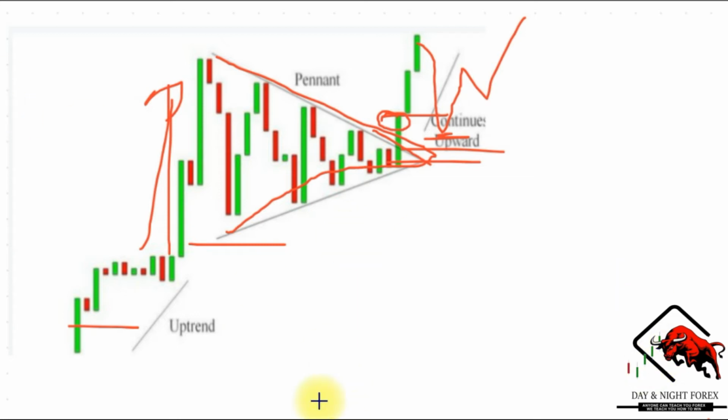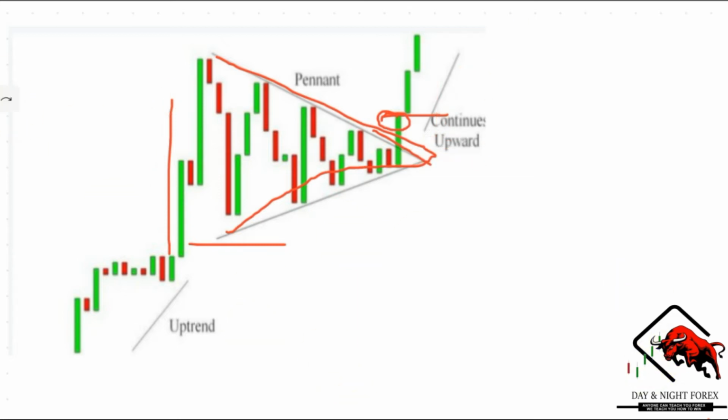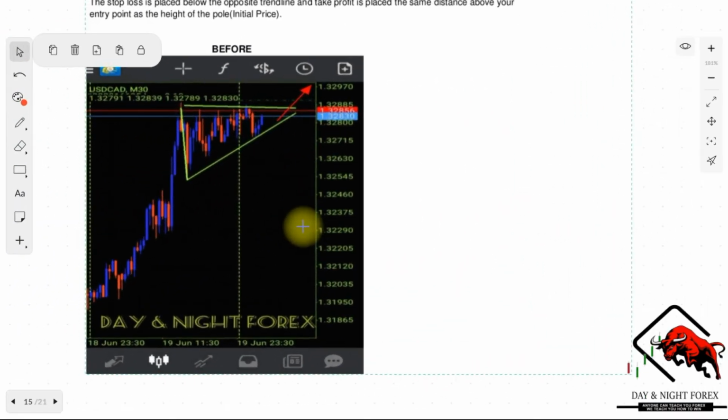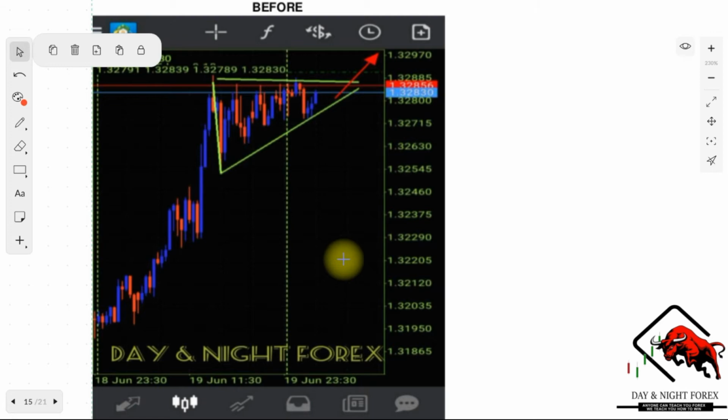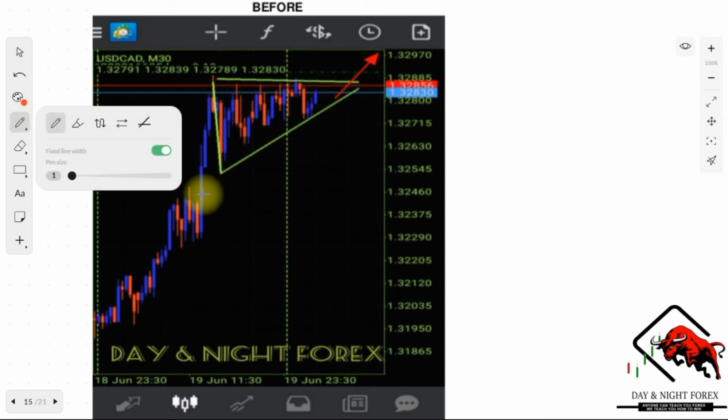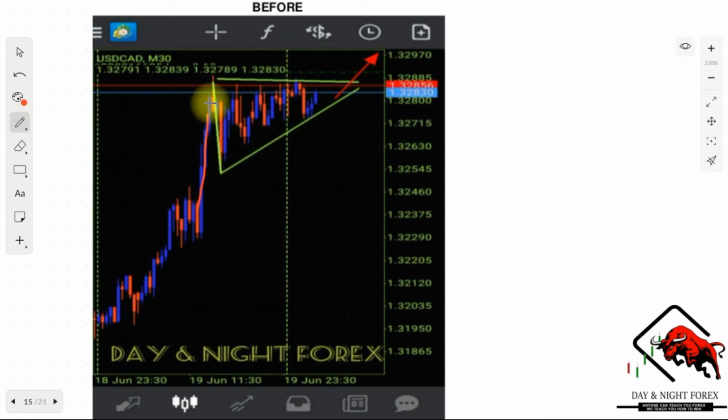So to show you an example, on an actual chart, this is basically how it looks. As you can see right there, we are able to catch this one. This is the before. We're just going to show you the after as well, what actually transpired. As you can see, we had our pole over there, and then we have our trend lines, and then we were expecting a breakout obviously over there.